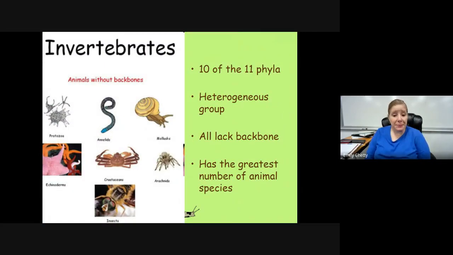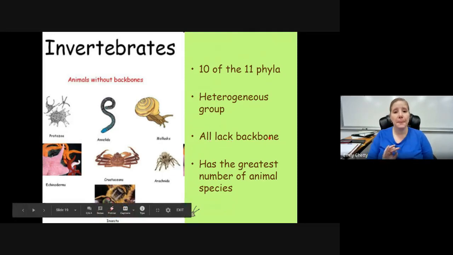Now, invertebrates. Invertebrates are 10 of the 11 phyla. Most animals fit into an invertebrate group. The only thing they have in common is that they lack the backbone. They are a very heterogeneous group.